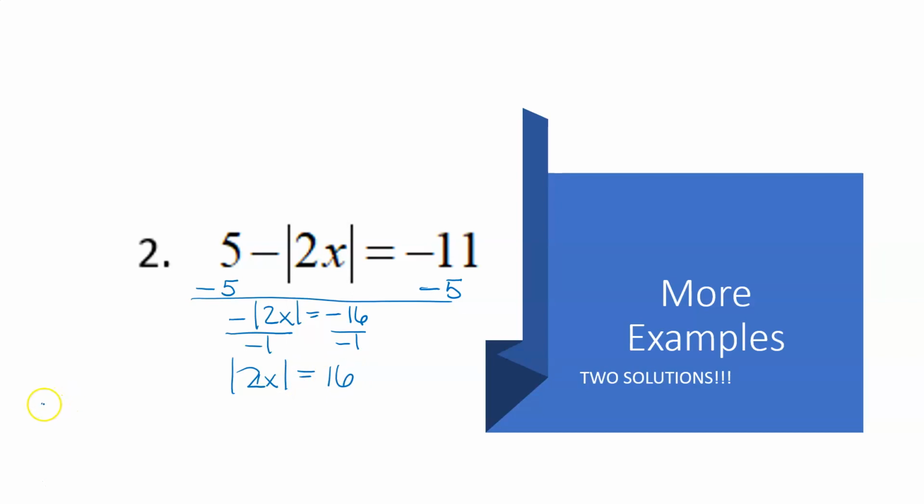So I'm going to solve twice. 2x equals 16 and 2x equals -16. When I divide by 2, I get 8. And when I divide by 2, I get -8. So the solutions here are 8 and -8.